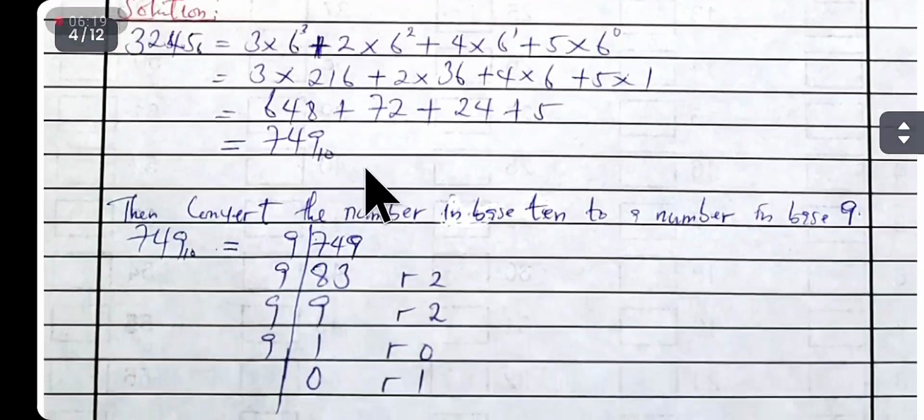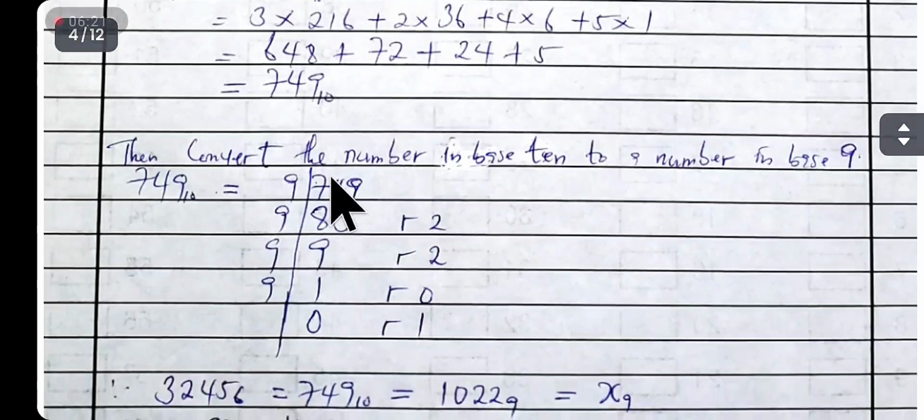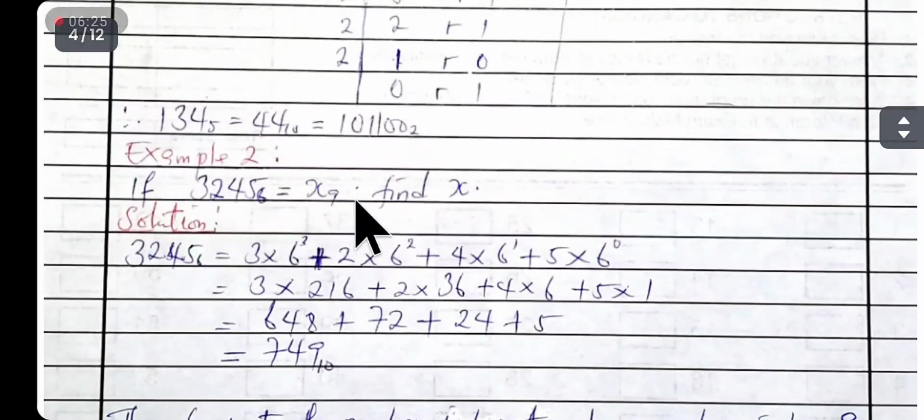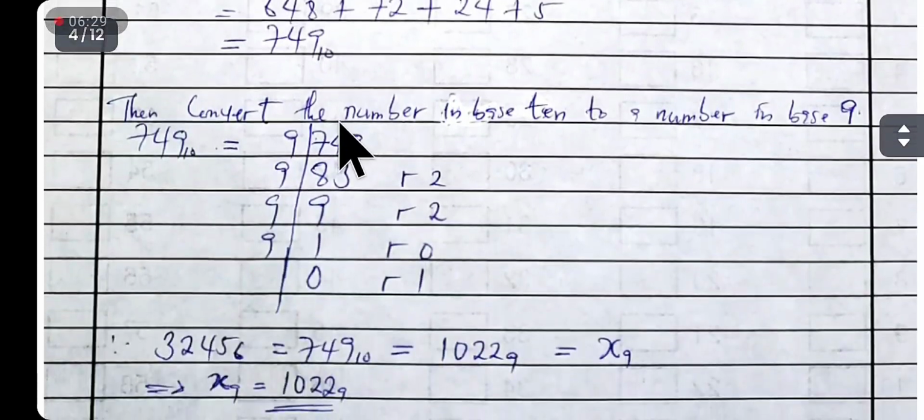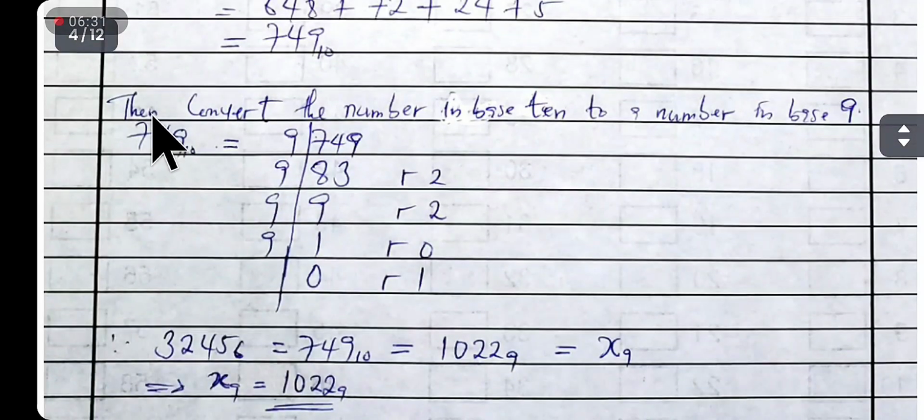But that's not where we are going. So we have to convert from this base 10 to base 9 because our x is given in base 9. So if that is the case, then we have to convert the number in base 10 to a number in base 9.